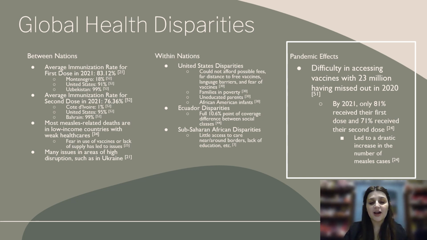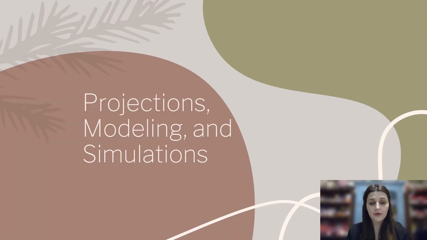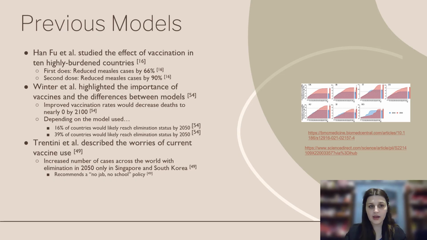This led to a drastic increase in the number of measles cases worldwide, especially as social distancing and masking decreased in their use. In this section, I will quickly run through prior models of the measles virus with their predictions for 2050 and 2100, and then run through my own models and their limitations. As a quick note, modeling is a simplistic prediction based on current available inputs and educated assumptions. No model is perfect, nor does it claim to be.